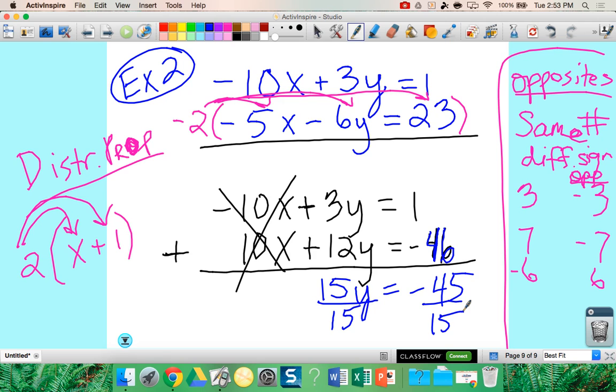Then we're going to divide by 15 because we're solving for what variable here? So y. We're solving for y.